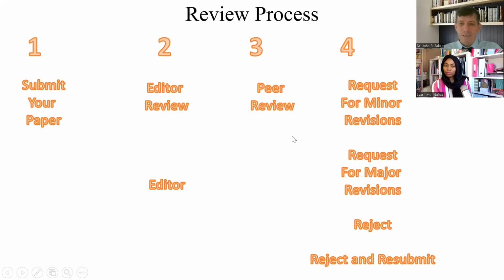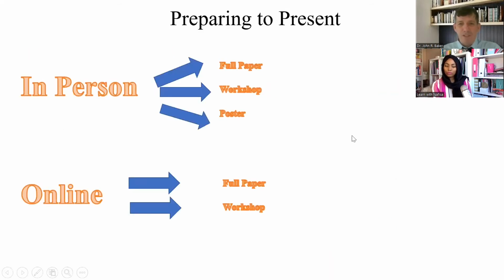Once you get to the accept stage, you have to present your paper. You can present a full paper, workshop, or poster online for this conference. And then online, you can do a full paper or a workshop. It's kind of hard to do a poster online. Some conferences will advertise that, but a poster session is typically 20, 30 people in a room. It's kind of hard to do that. I think technically it could be done. I'm just saying it's not usually done.